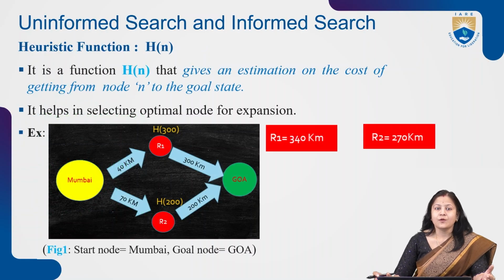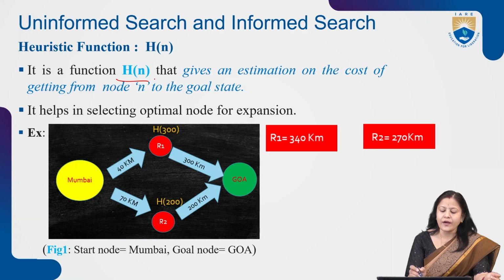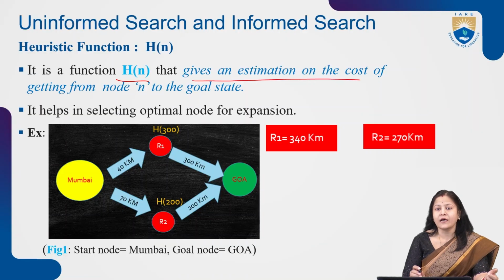Now, let me discuss this heuristic function, which is the main important concept of informed search. As I discussed just now, the heuristic function is denoted as H of N. It gives an estimation of the cost of getting from node N to the goal node. To help you understand, I have taken one example here.